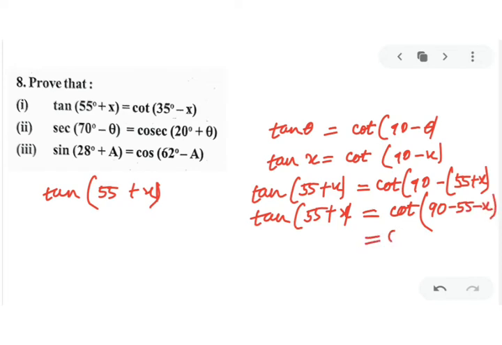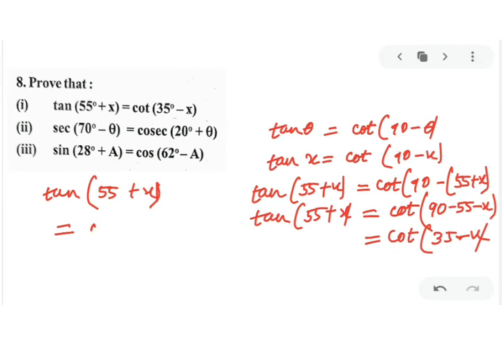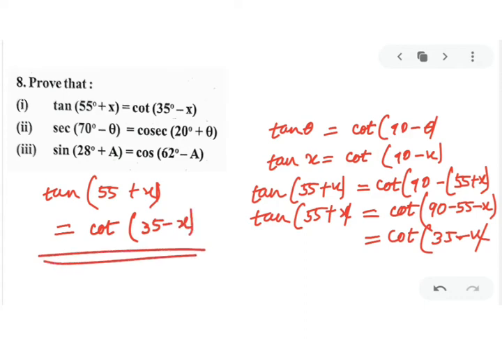Solve the bracket, you will get cot(90 - 55) is 35 - x. So hence I can say tan(55 + x) is equal to cot(35 - x). Yes, my dear kids. Can you prove the second and third one like this?